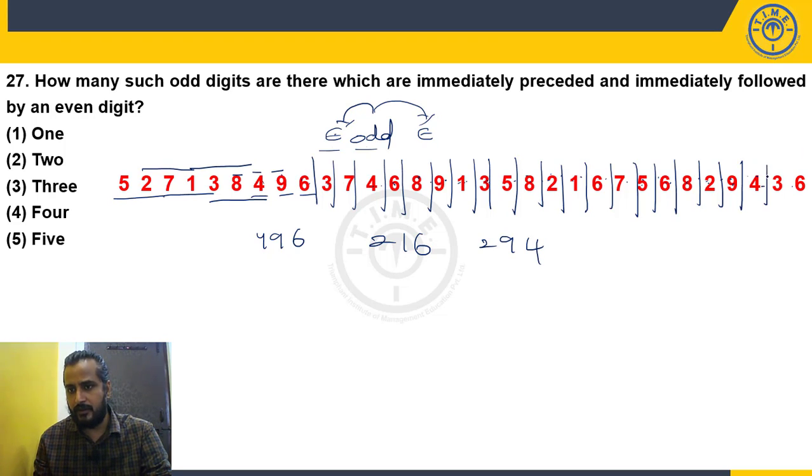Even, odd, even, no. Even, odd, even, yes. 436. So how many such odd digits are there? 4. 496, 216, 294, 436. So again choice 4.